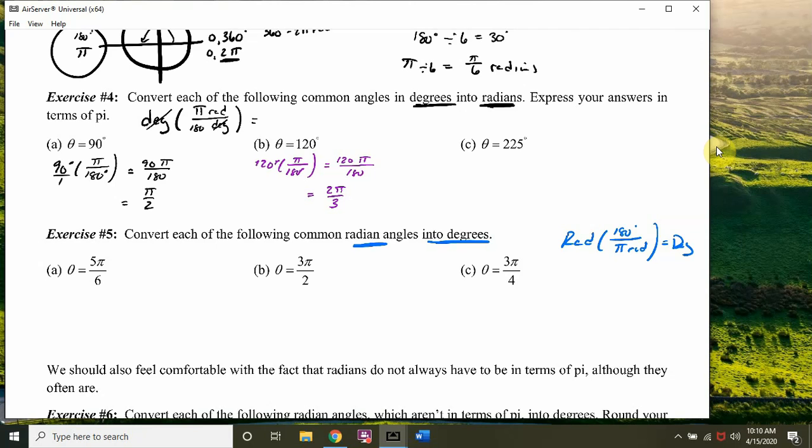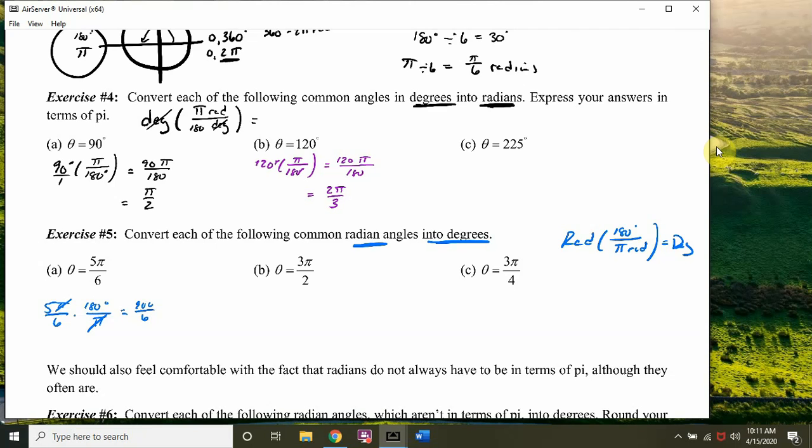Okay, so let's take a look. 5 pi over 6, I'm going to multiply by 180 degrees over pi radians. The pi's cancel out. That's usually the way I remember to multiply by this. I want those pi's to go away. Now I'm just going to use my calculator. I'm going to do 5 times 180 up top. Okay, and that ends up being 900 over the 6, divide by 6.